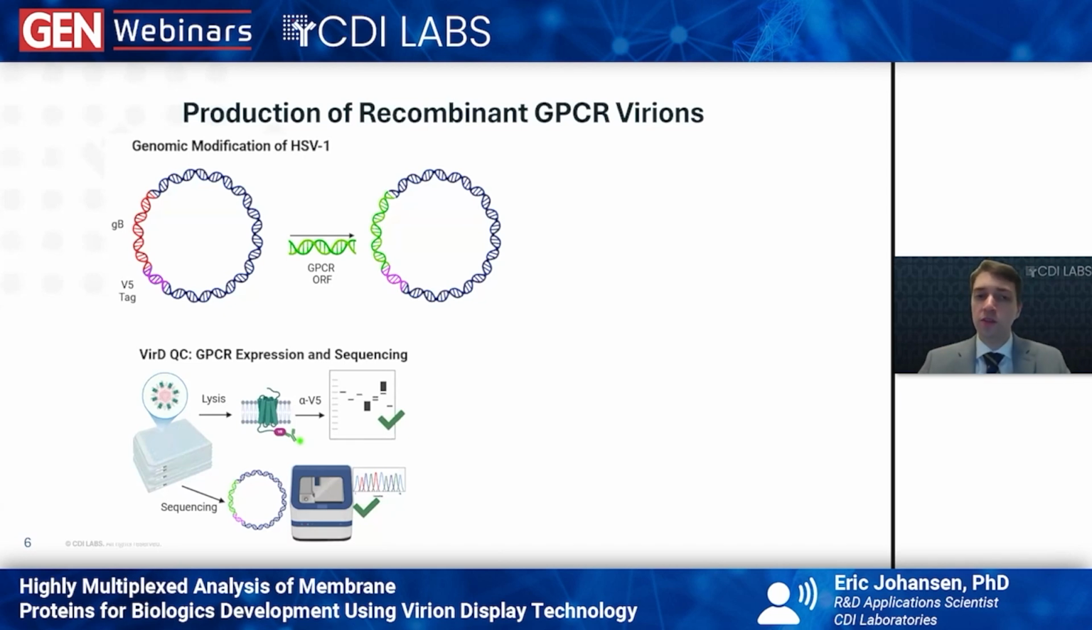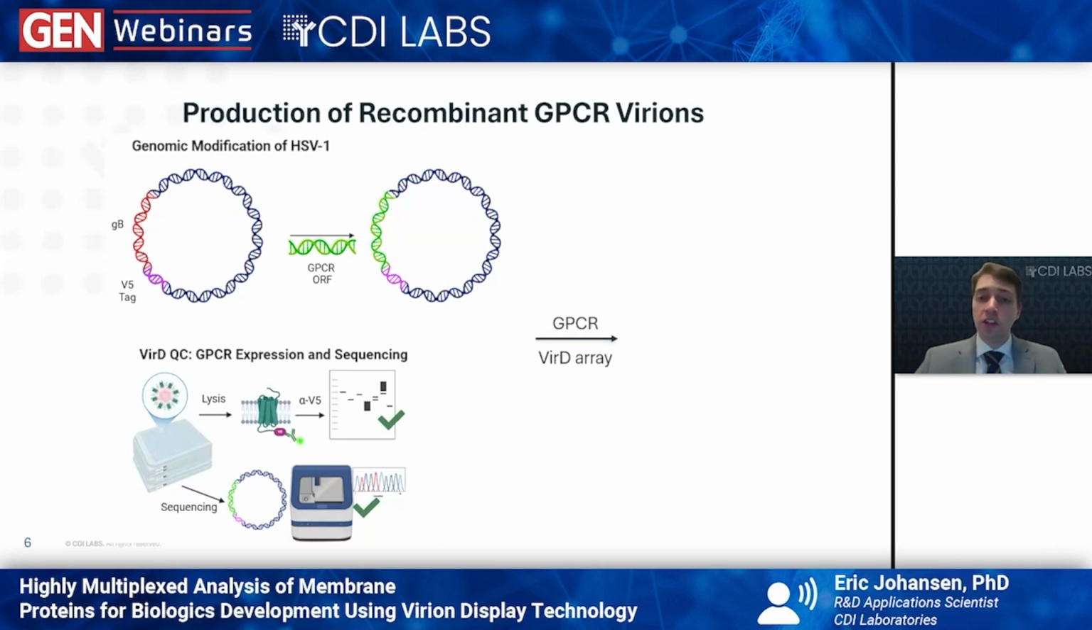As part of the QC, when we make these virions, we're able to infect any cell type that's permissive to HSV1 virus replication. And since all of these GPCRs have a C-terminal tag, we can analyze the expression of the GPCR via Western blot, and we can also purify the genome from the virus to make sure that the sequence at this gene locus is indeed correct.